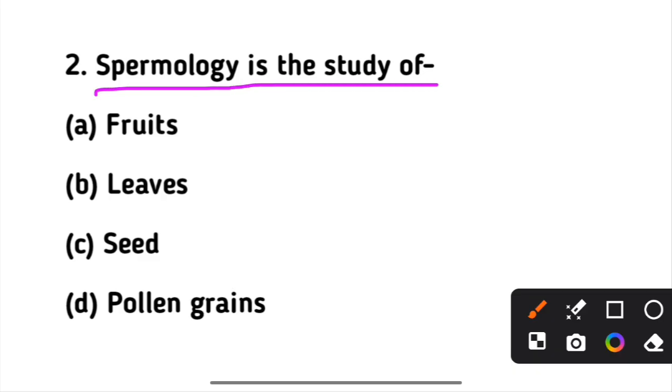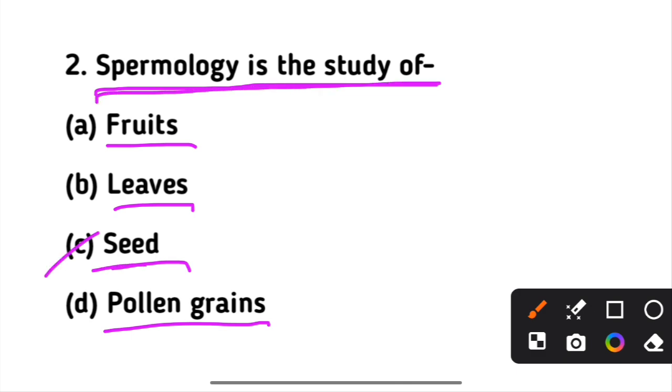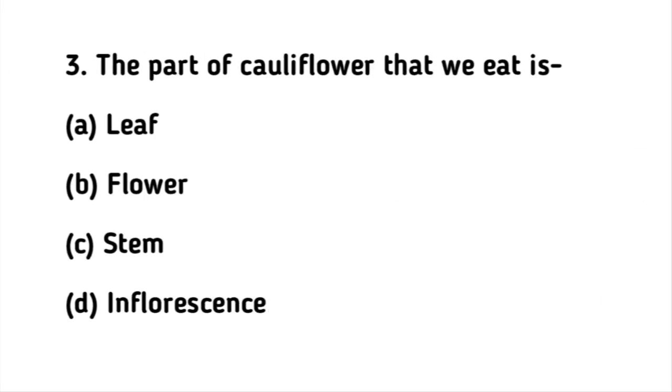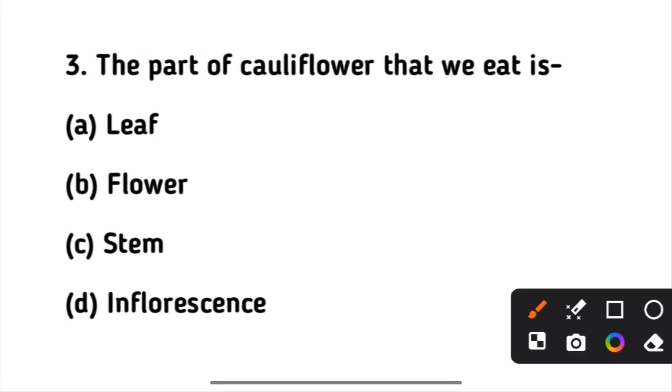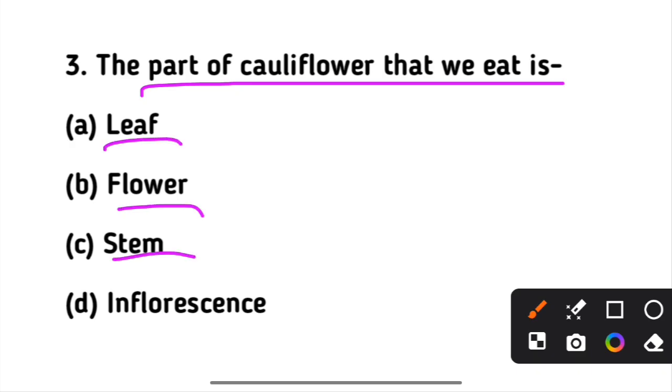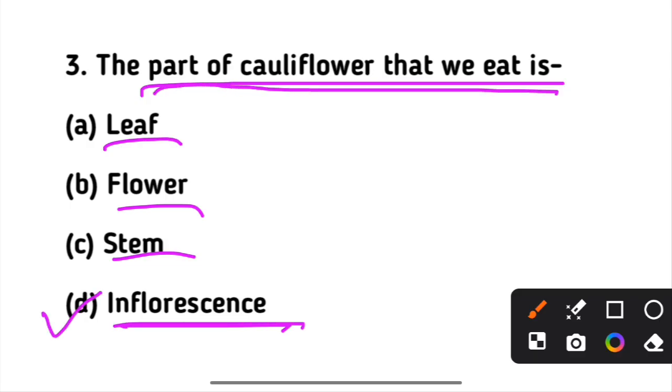Spermology is the study of fruits, leaves, seed, pollen grains. Option C is correct, seed. Spermology is the study of seed. Next question. The part of cauliflower that we eat is leaf, flower, stem, inflorescence. Option D is correct, inflorescence. The part of cauliflower that we eat is inflorescence.